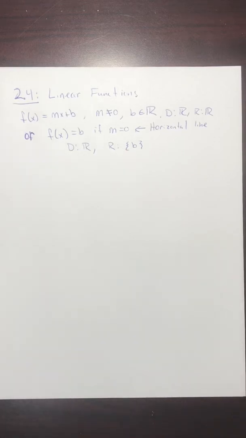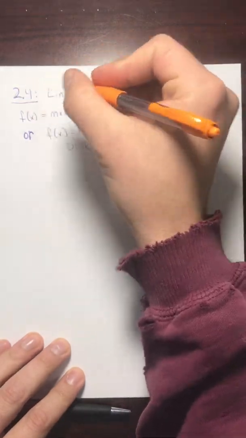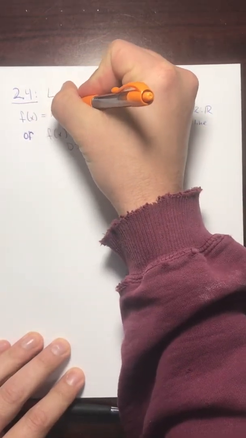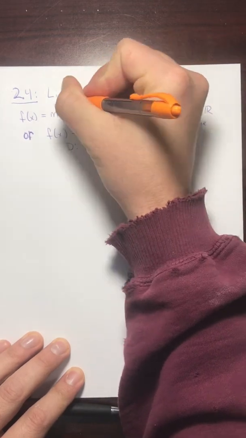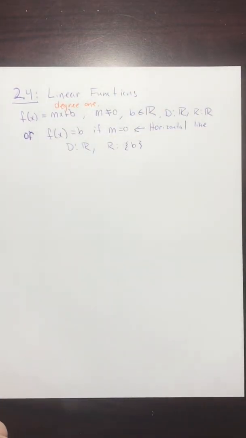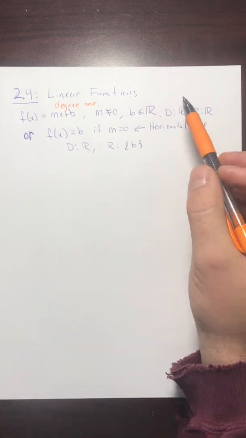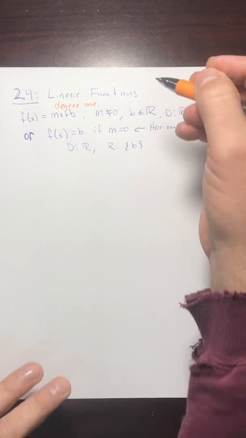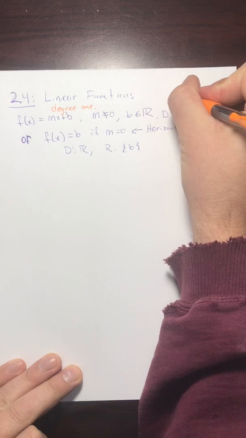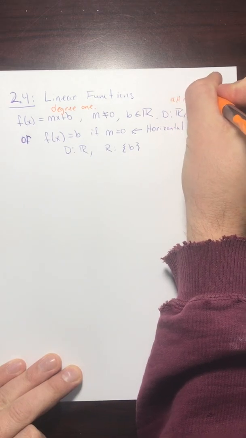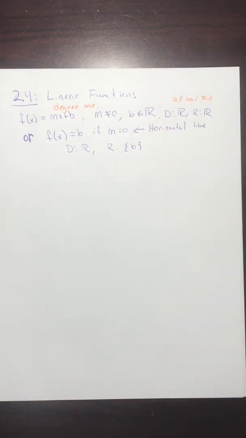2.4 is linear functions. A linear function is mx plus b. So this, let's make a note, is degree 1. And mx plus b, let's say m does not equal 0, and b is any real number. The domain and range are both all real numbers, so that's that capital script R is for all real numbers.